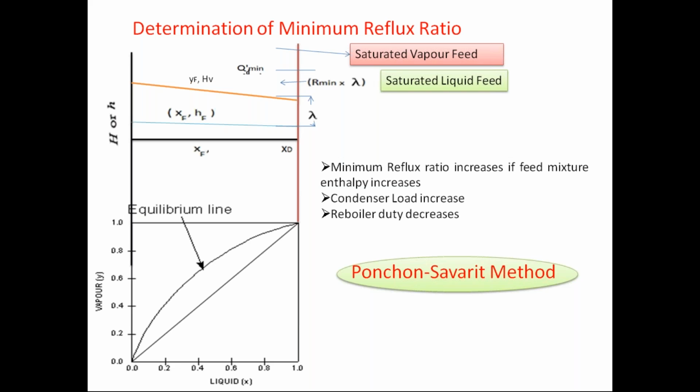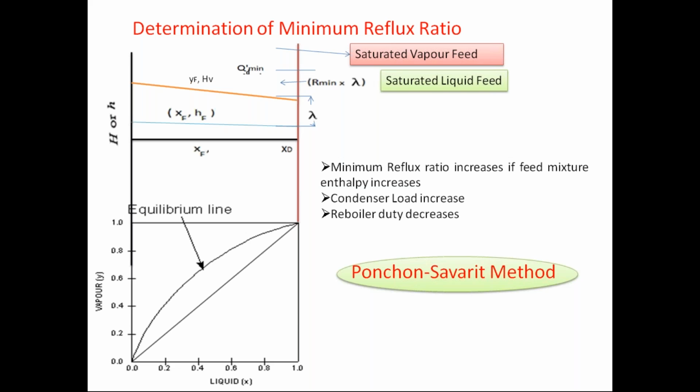The McCabe-Thiele method will give you only the qualities and quantities of the streams, as well as their purities, but it is not talking about the energy requirements. Whereas the Ponchon-Savarit method will not have any assumptions, so it will give the energy requirements also. So all of you know the continuous distillation column and its sections: top section, bottom section, reboiler, condenser, etc., and also the feed tray.